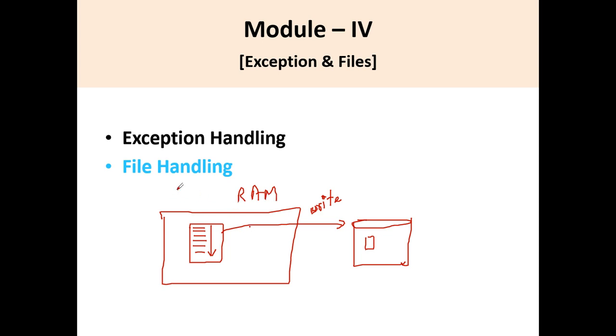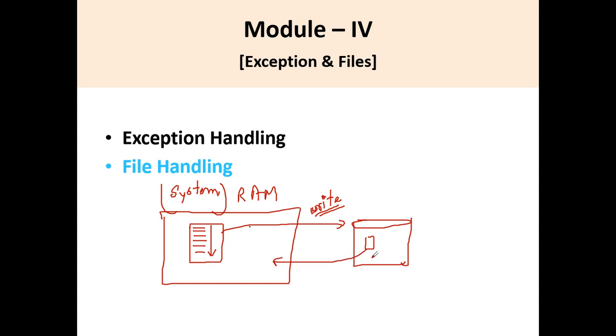RAM you can consider as system memory. So you are sending the data from RAM to the hard disk, outside RAM, meaning the secondary storage location. For that purpose, your operation will be write. Now suppose you want to read the content of this file.